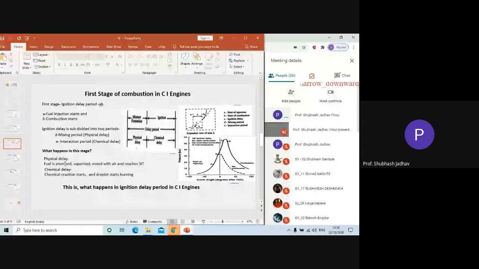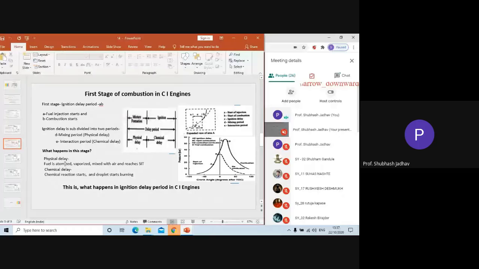Then every droplet is going to vaporize. As we have discussed earlier, the fuel droplet can be considered as a sphere of liquid, and the outer surface of the sphere is now exposed to hot air.